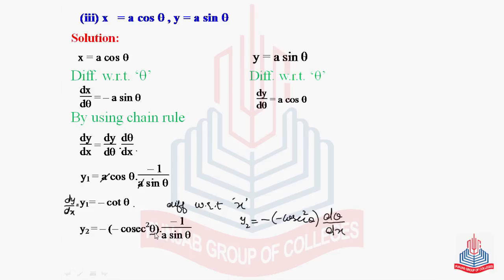Now to differentiate with respect to x, that is of the form like d theta by dx, but we have here dx by d theta, so put the value of d theta by dx by taking the reciprocal of dx by d theta. So that is actually minus cosecant square theta as it is, and the value of d theta by dx is minus 1 over a sin theta. Now y2 is equal to, this cosecant square is actually 1 over sine square, and by multiplying this a sin theta it is actually minus 1 over a sine cube theta, which is the required second derivative of the given parametric function.